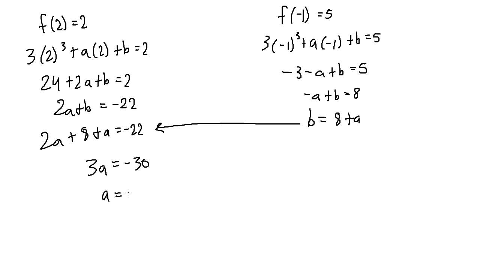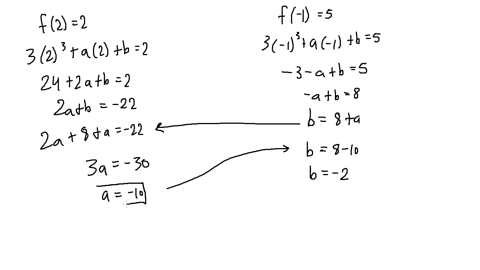and solving for a, we get a equals negative 10, and we can substitute that here to get the value for b. So b is equal to negative 2. So there are our values for a and b, which is our answer.